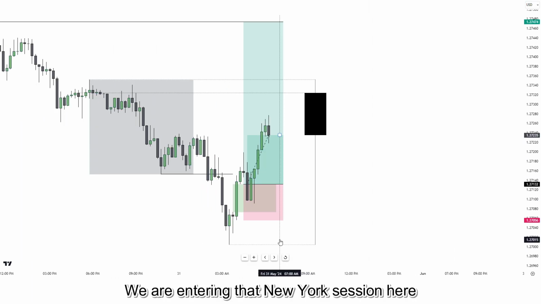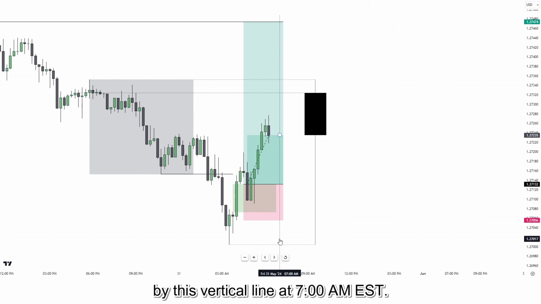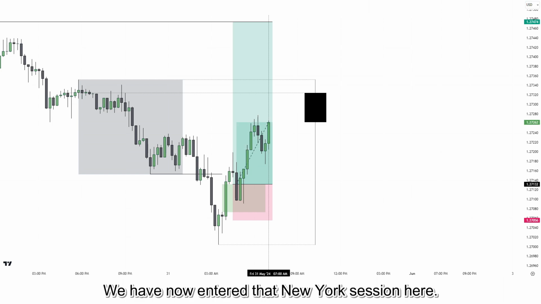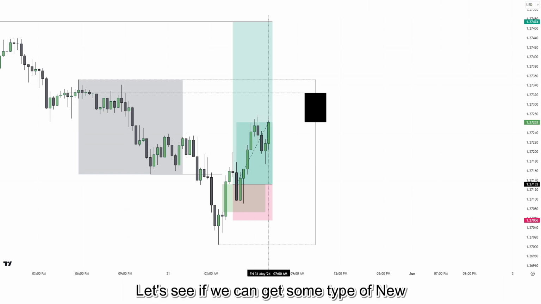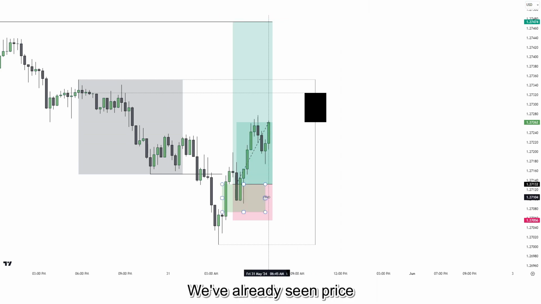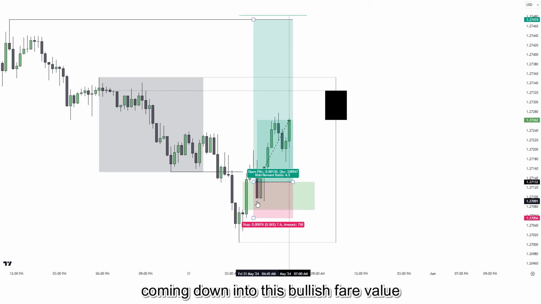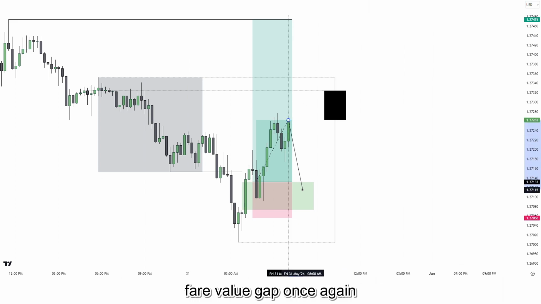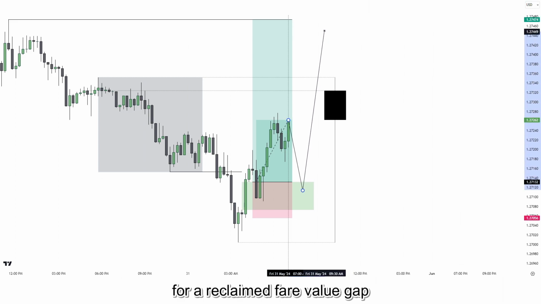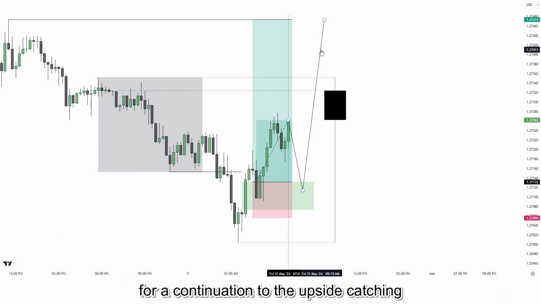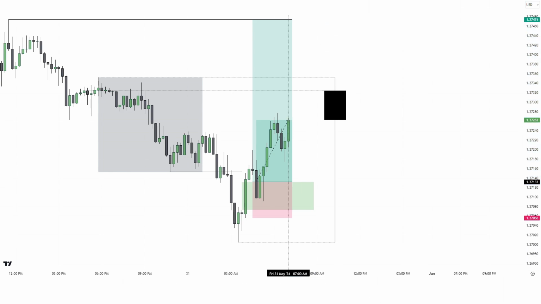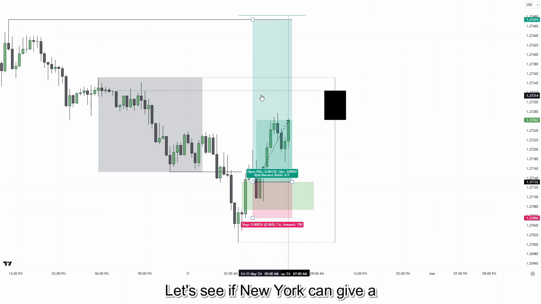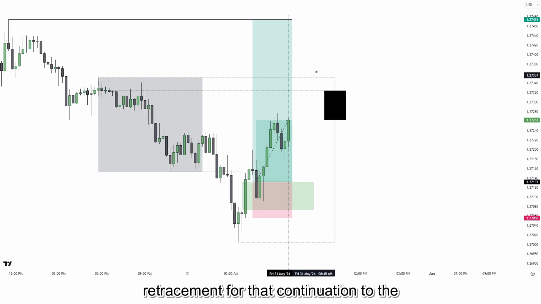We are entering that New York session here by this vertical line at 7 a.m. EST. We have now entered that New York session here. Let's see if we can get some type of New York retracement. We've already seen price coming down into this bullish fair value gap, offering its support. Let's see if we can come back into that fair value gap once again for a reclaimed fair value gap for a continuation to the upside, catching that New York retracement. So we've already identified that we created the low of day during the London session. Let's see if New York can give a retracement for that continuation to the upside.